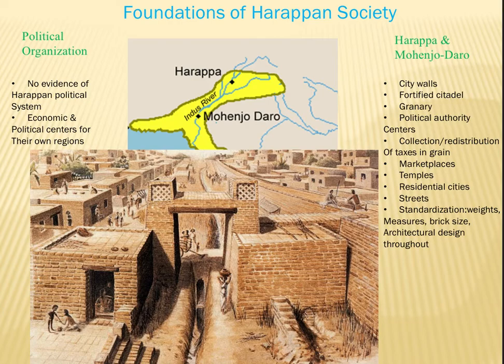A big thing that was different from other areas and made it more sophisticated was the standardization of weights, measures, brick size, and architectural design throughout, which suggests that these city-states had major influence not only in their own areas but in their neighboring areas as well. We think of it as silly to think that standardization was so important, but it showed a consistency throughout this area, which was pretty big in terms of influence.